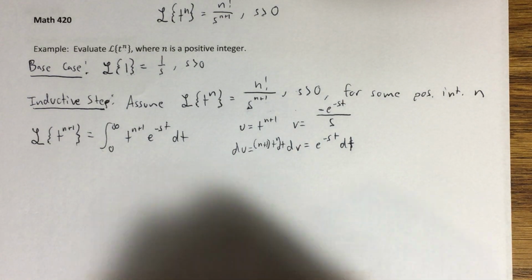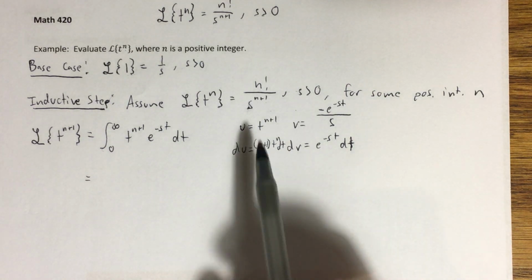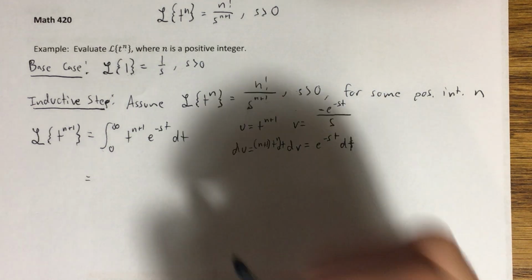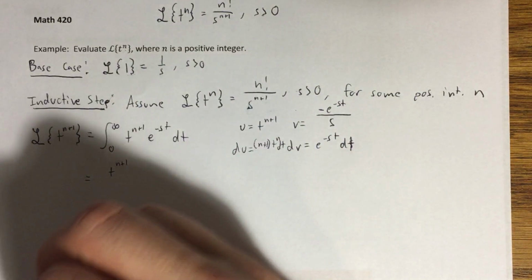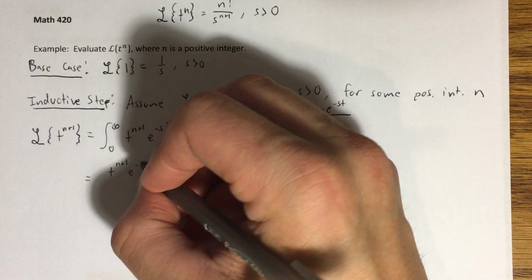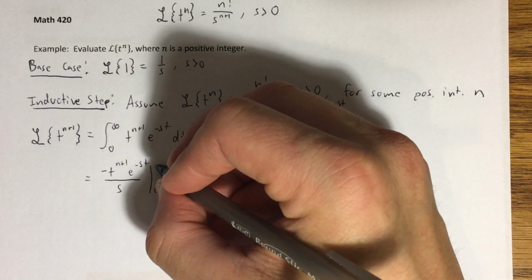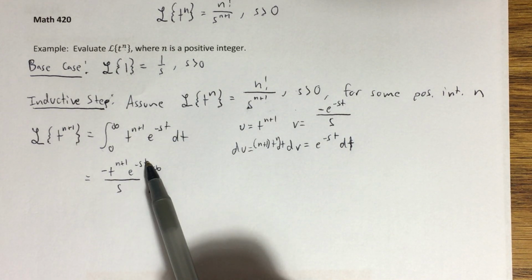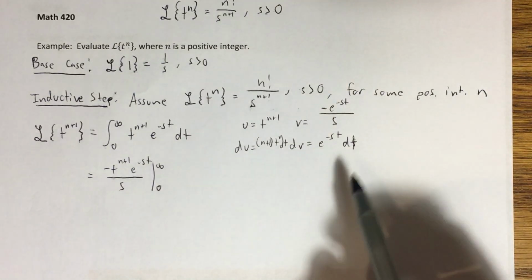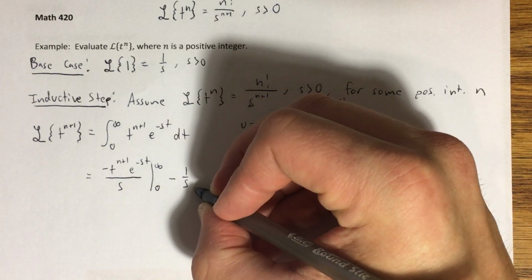Okay, so using this in the integration by parts formula, we're going to have uv. So again, this will look like t to the n plus 1 times e to the negative st, let's put a negative here, over s, from 0 to infinity, and once again, you can show that this will go to 0. And then pull the negative 1 over s out, so this becomes negative 1 over s.